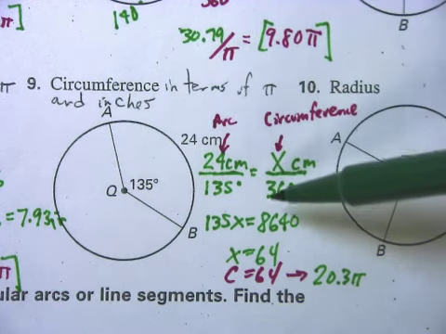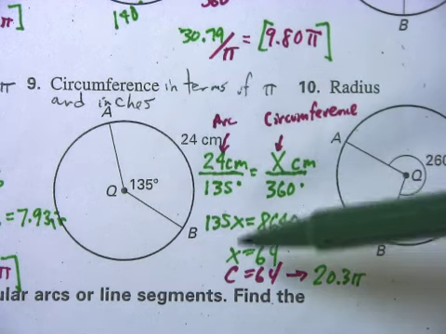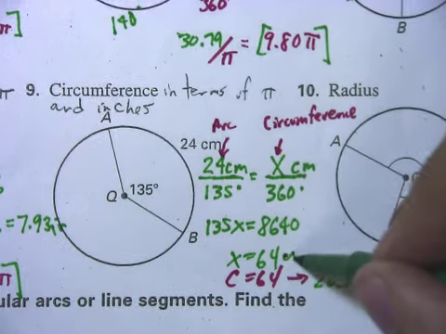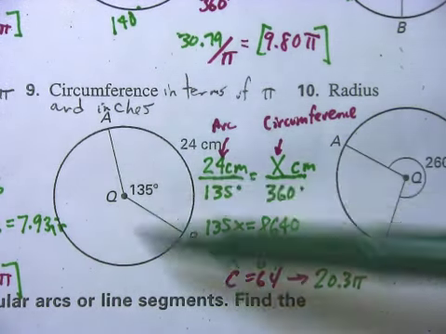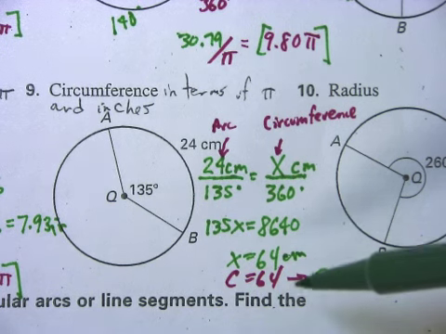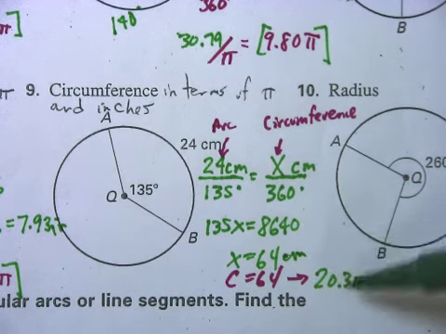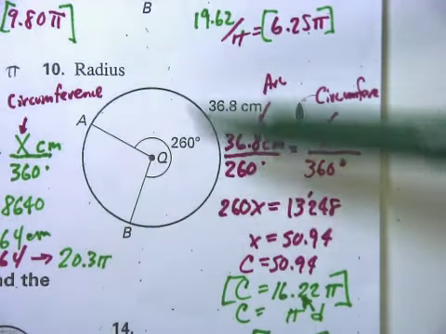So I cross multiply. So 135 times x is 135x. 24 times 360 is 8,640. Divide both sides by 135, and x is equal to 64 centimeters. So I know now that my circumference, because remember that's what we were finding, the circumference is 64 centimeters. And if I divide it by pi, I'll have my answer in terms of pi.